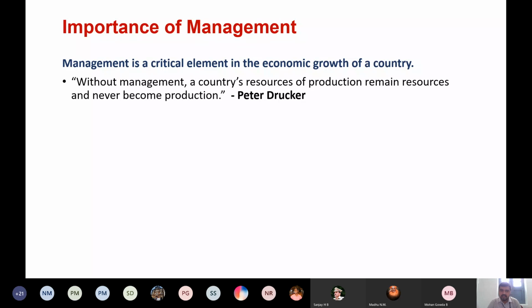many have defined the relevance and importance of management. One such statement is by Peter Drucker: without management, a country's resources of production remain resources and never become production. What is the meaning of this statement? Read this statement and interpret it. What does this statement convey?